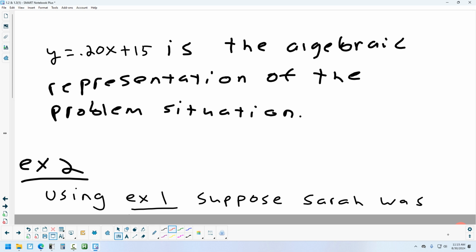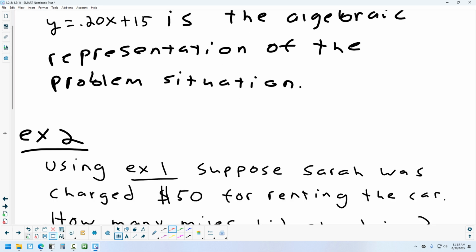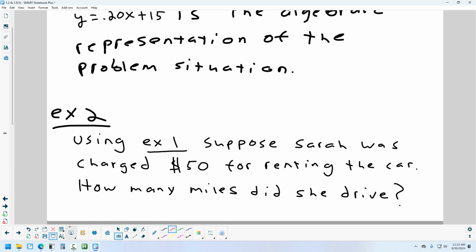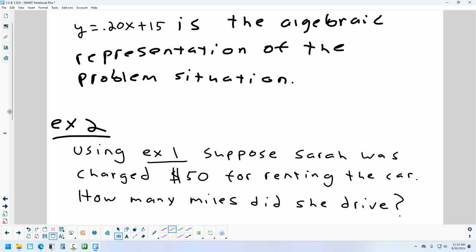So now, using that same equation, let's do something a little different. Let's suppose that Sarah was charged $50 to rent the car. I want to know how far she drove. What's a little different here than the last two examples? Natalie? Plugging in for y. Right, now we're plugging in for y, and it's more of algebra because we're going to solve and get the variable by itself. Okay, so let's plug in 50.